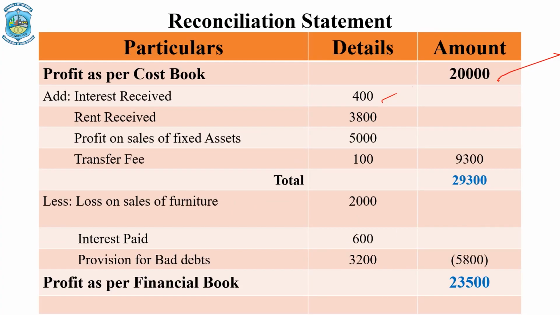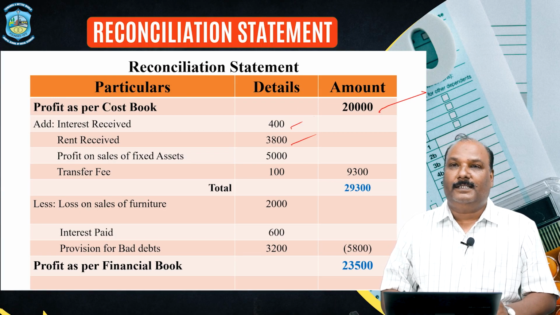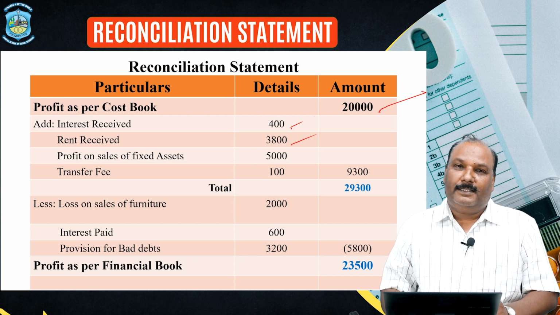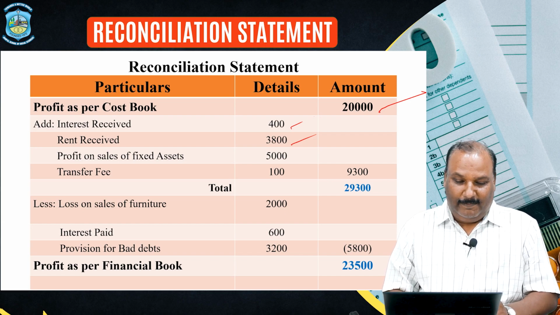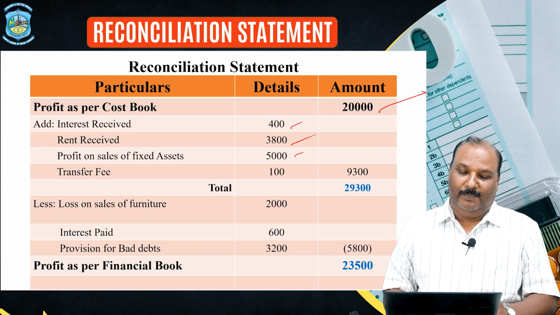Rent received is again income, so the profit of the financial book increases. So we will add 3,800 rupees. Profit on sales of fixed assets: if we sell any fixed assets, due to that sale the profit of the financial book will increase. So we will have to plus these 5,000 rupees.